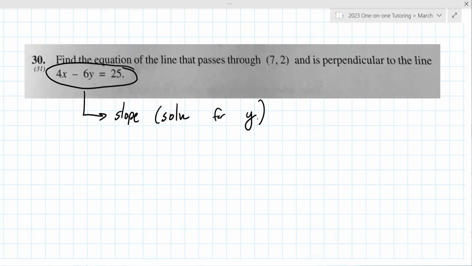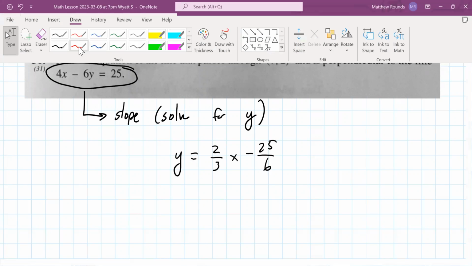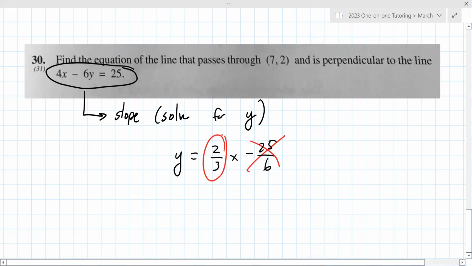So that will be y equals 2/3 x minus 25/6. Now, you actually don't need the constant. You can just cut it out. So the slope here is 2/3, but we want the perpendicular. If it was parallel, we would have the same slope. For the perpendicular, you take the opposite reciprocal, or flip and negate. Is that clear?